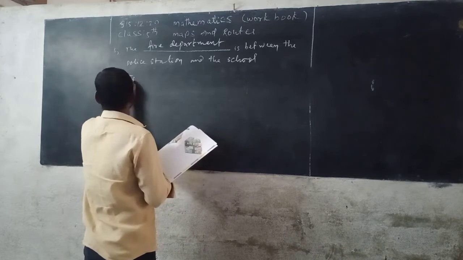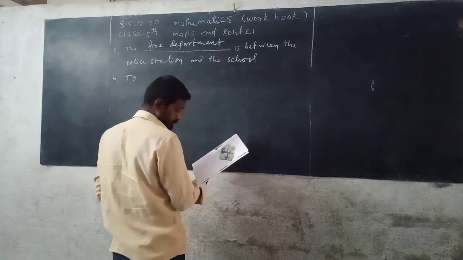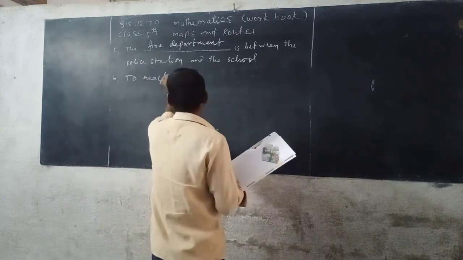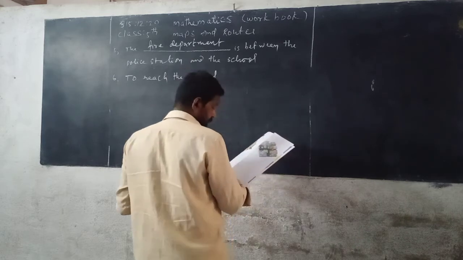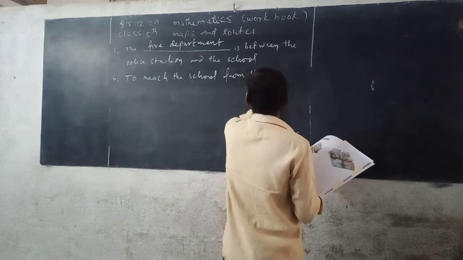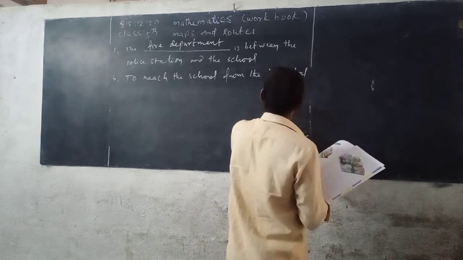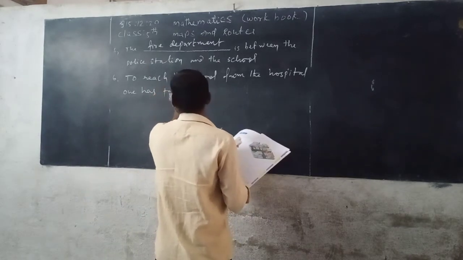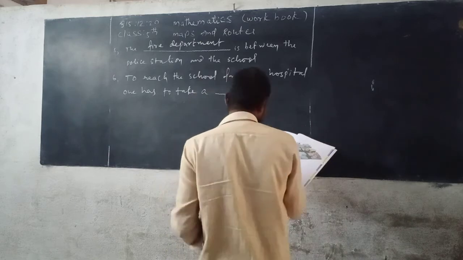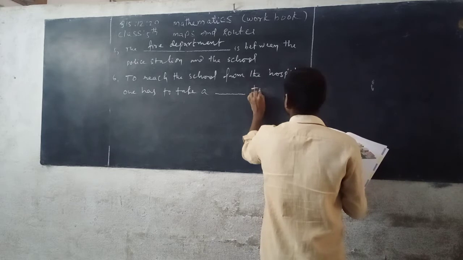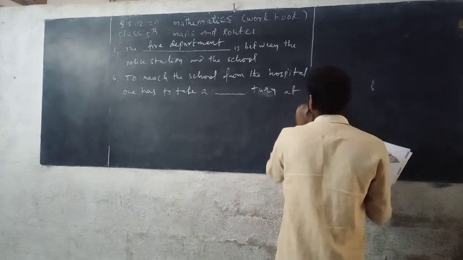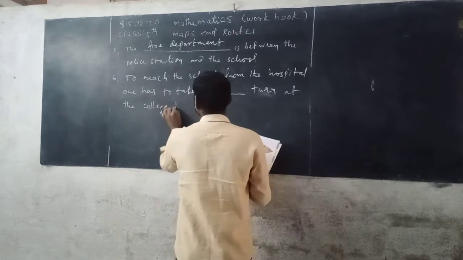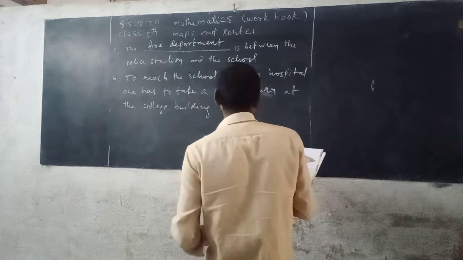Now sixth one, to reach the school from the hospital, one has to take a turn at the college building. At the college building. So you have to take a right turn.